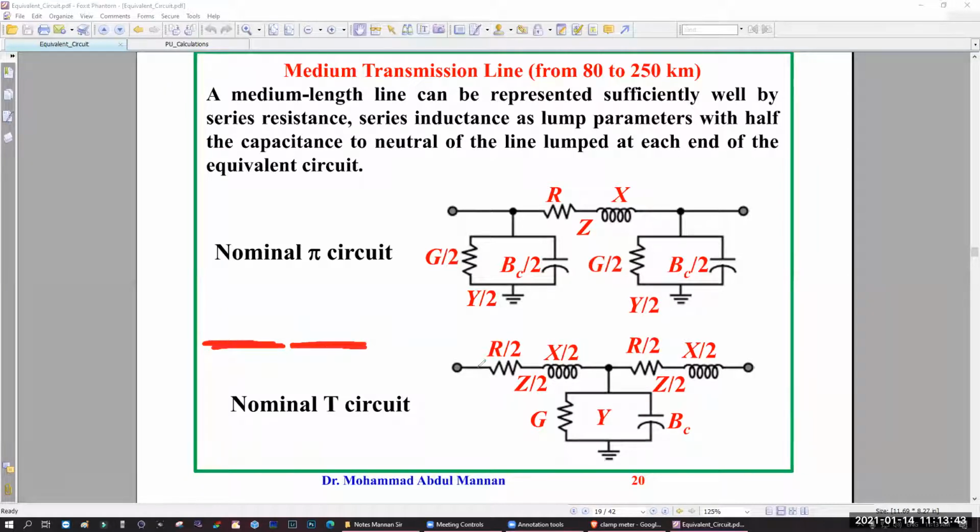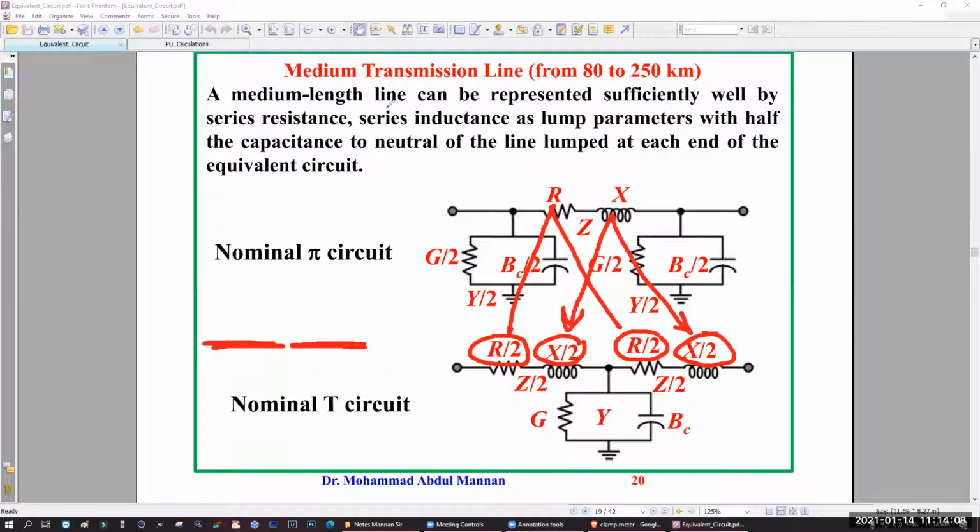Main component means main resistance and reactance twice, right? So you have to divide the R by 2, X by 2, R by 2, X by 2. Understood? This thing is divided into two parts because they are used twice. They are used twice, right? This thing is divided by two. That means they are used in two places.